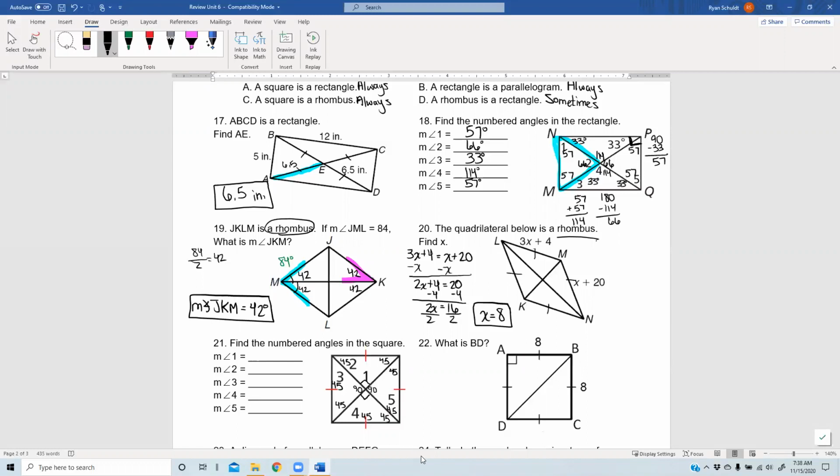Okay, we've labeled all our angles. Let's fill the blanks in. Measure of angle 1, 90 degrees. The measure of all the others, 45.